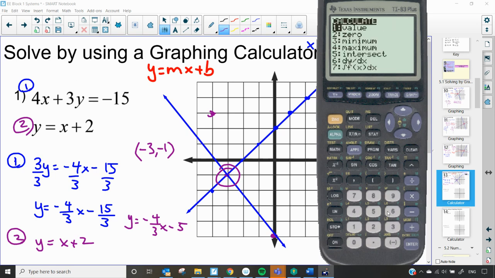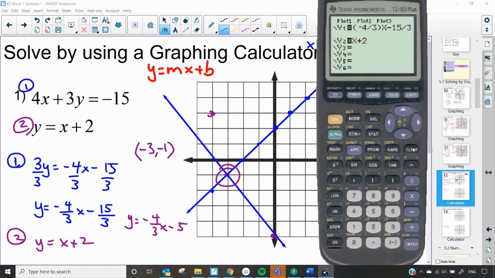So I'll go through that a little quicker. Second trace or second calc, 5 for intersect, and then enter, enter, enter. When it's two straight lines, this works perfectly fine. If we had a nonlinear function, we might have to move our cursor to get closer to one intersection versus another. So we've got negative 3, negative 1.